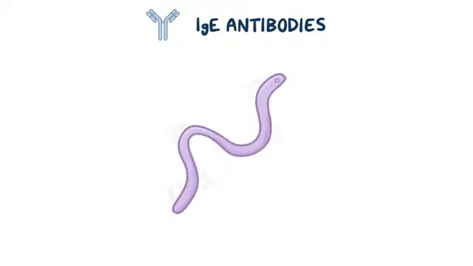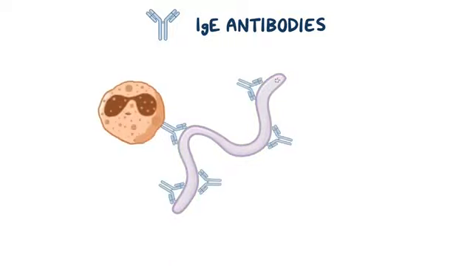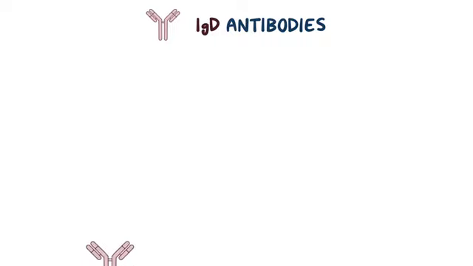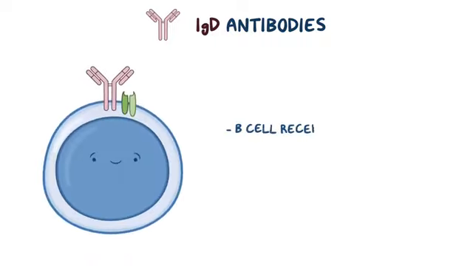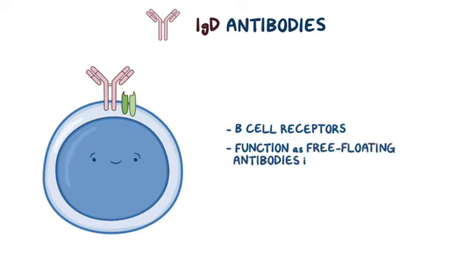IgE antibodies work with eosinophils to destroy parasites. And as for IgD antibodies, they're also used in some B cell receptors, just like IgMs are, but their function as free-floating antibodies is still actually unclear.